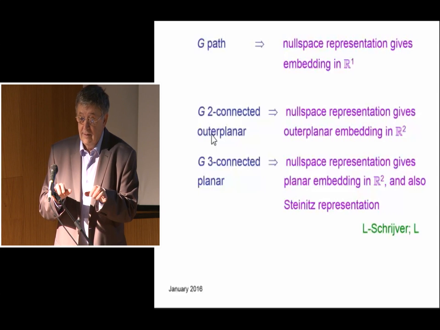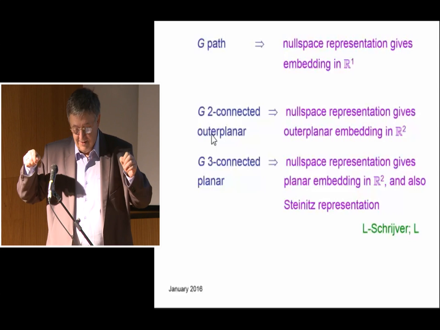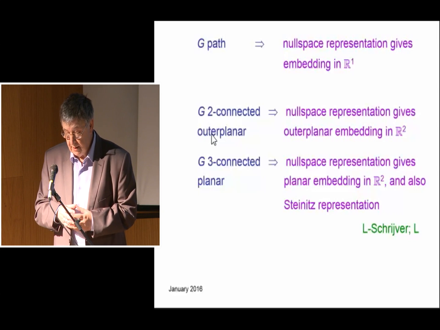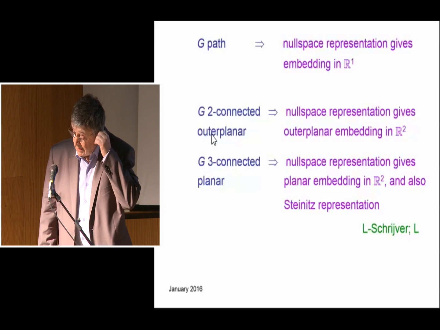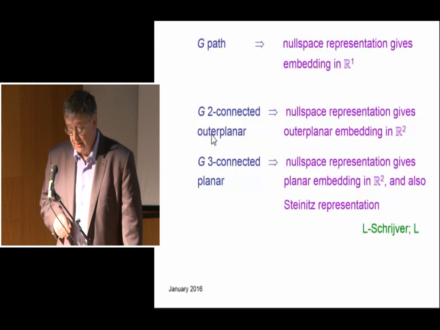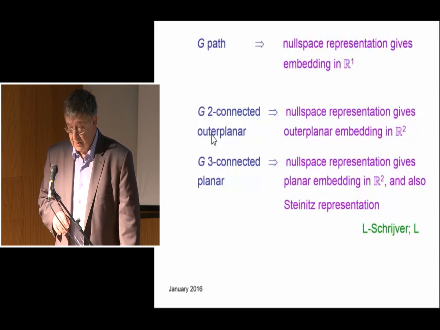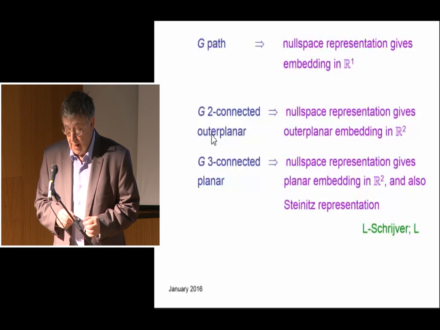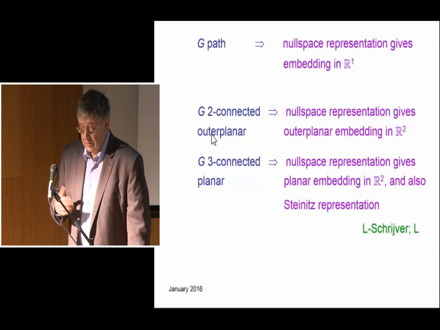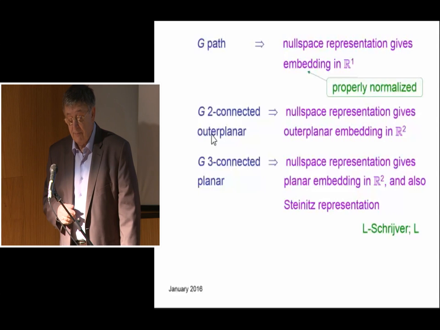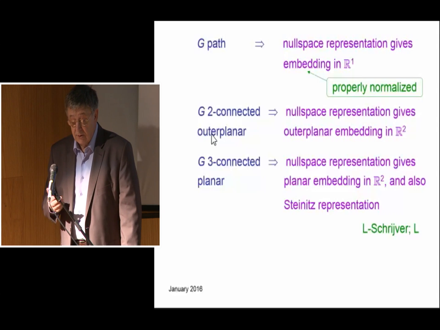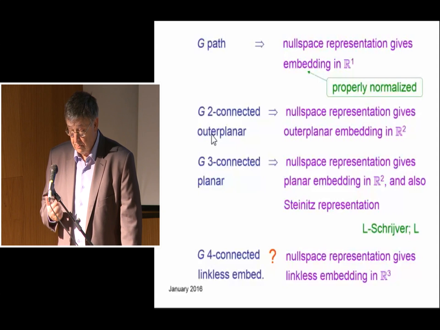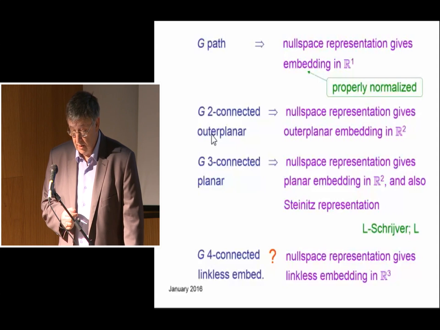So you just lay the path on the line. If the graph is 2-connected and outerplanar, then the null space representation of any really good matrix gives an embedding of it in an outerplanar way. And if it's 3-connected planar, then the null space representation gives an embedding in the plane, and also a representation as a convex polygon, a Steinitz representation.